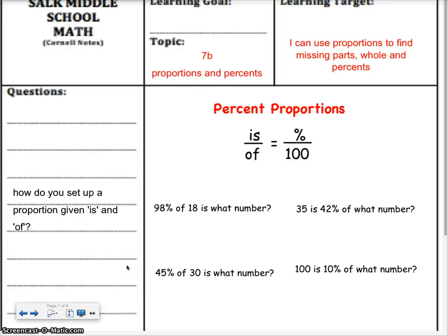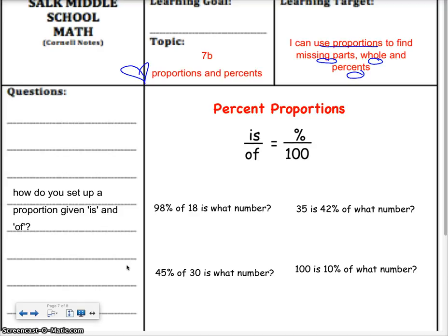Right, we are moving on to our second lesson of Unit 7. Our topic today is proportions and percents. Your learning target: you can use proportions to find missing parts, wholes, and percent. So that's what you're going to be able to do today. You can use a proportion to find a missing part, whole, or percent.